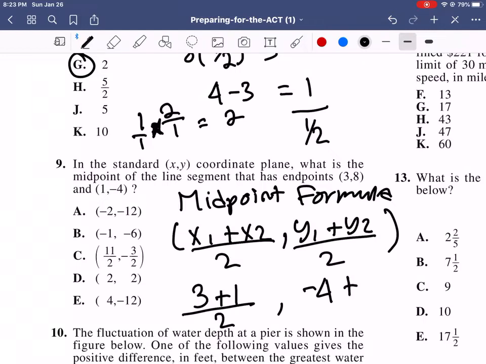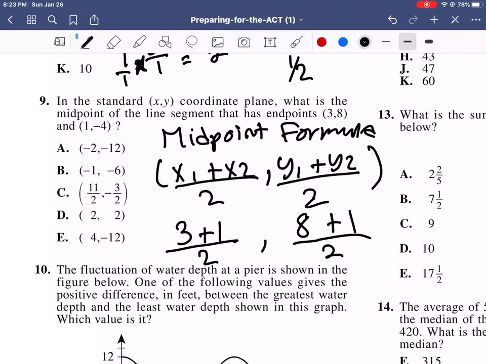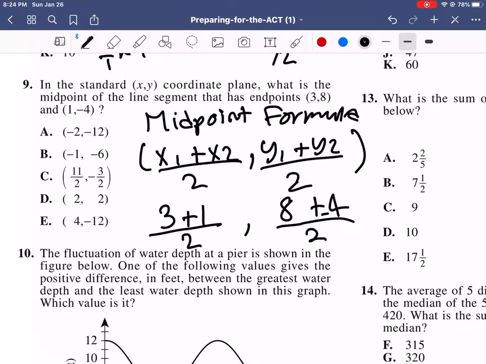Okay, I'm going with the flow. Over 2. Oh wait, I'm sorry. It's 8. I was looking at... Okay, it's 8 and -4. So that becomes 4 over 2. 8 minus 4 is 4. 4 divided by 2 is 2. Answer is D.